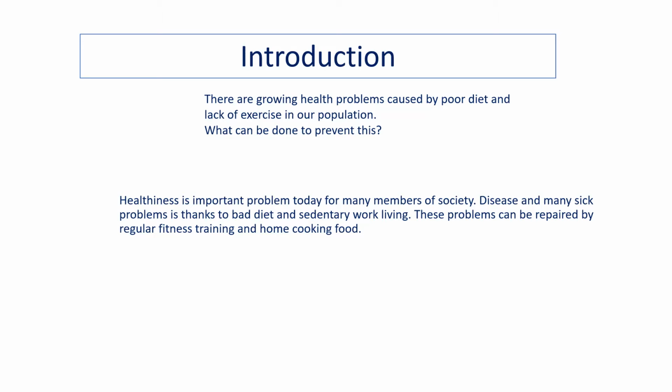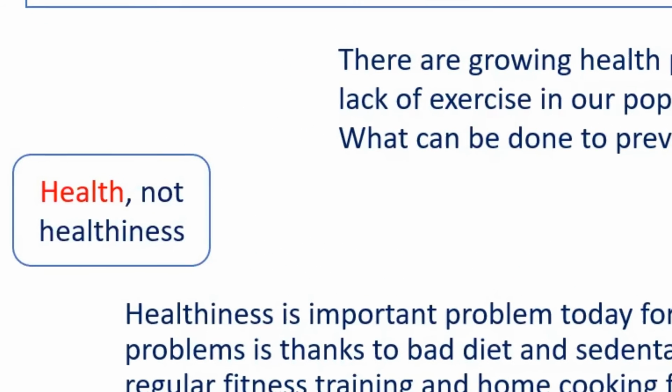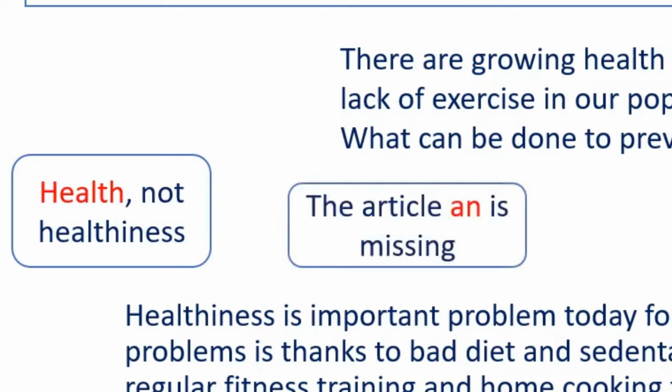Okay, so the first student has made a pretty good attempt. He has tried to answer the question and he understands the question, but you can see that he's making a lot of mistakes in the language. Here, it should be health, not healthiness. The article "an" is missing because problem is a countable noun. And so we have to use an article.